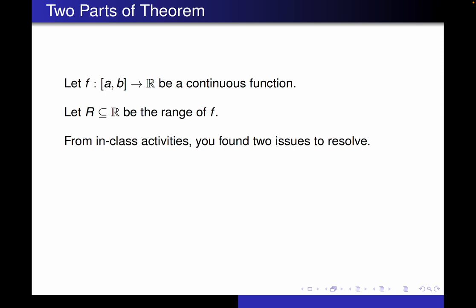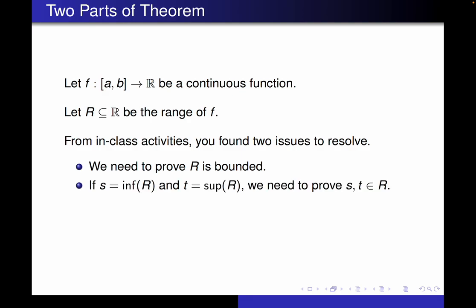But we found two issues that we had to resolve, either from the last video or through working those problems in the activities. We need to prove that R is bounded. If it's not bounded, then the elements can get arbitrarily large, which means you can't have a maximum or minimum, or large negative, right? If it is bounded, and if the range has an infimum s and a supremum t, it might not be the case that either of those is actually in the range. So we need to actually prove that the infimum and supremum of R are in the range. So we're going to prove those in two separate steps. We don't have to do them all at once.